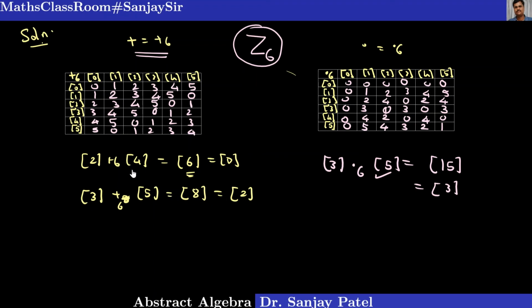And we assume that the operation of addition modulo 6 or multiplication modulo 6, or in general addition modulo n or multiplication modulo n, are always commutative and associative. And there is no need to prove this. It is commutative and associative.